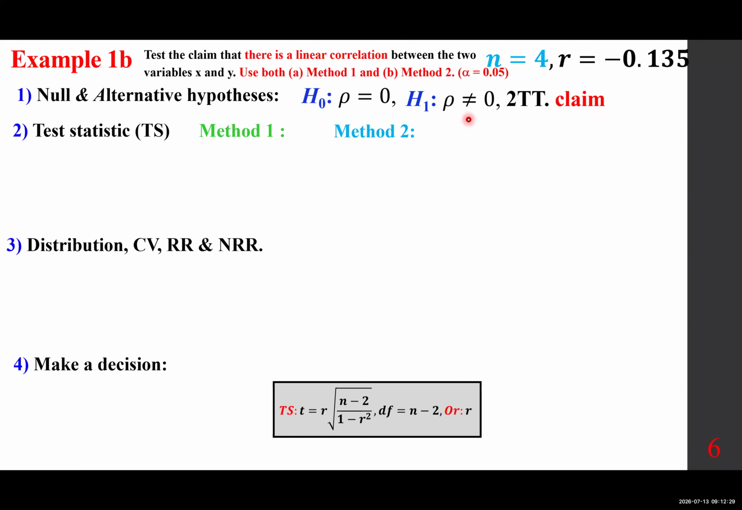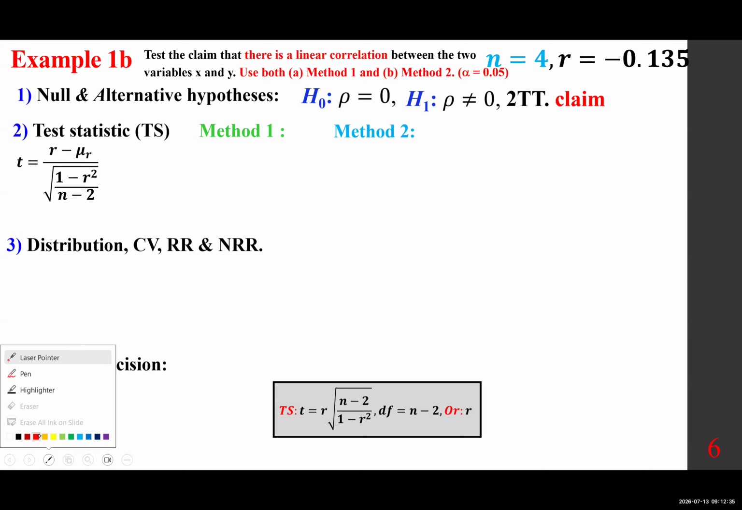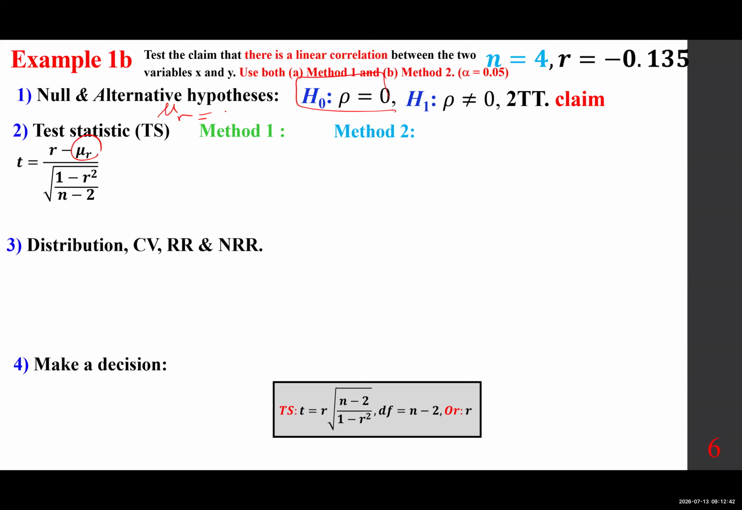And again, we're going to look at two methods. With method one, the test statistic has this formula. And as always, I want you to know this comes from here, and mu sub r equals rho. So that's always coming from H0, which is 0. The rest, we're going to plug in. This is the information from the previous page. We have the n, we have the r, plug in.